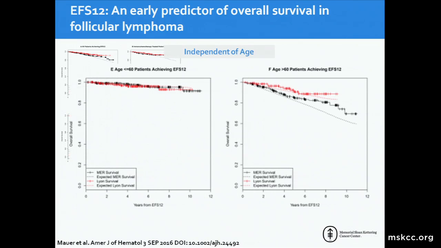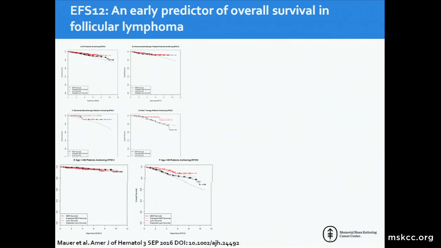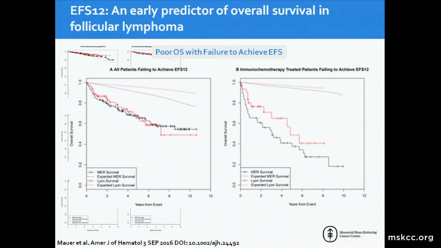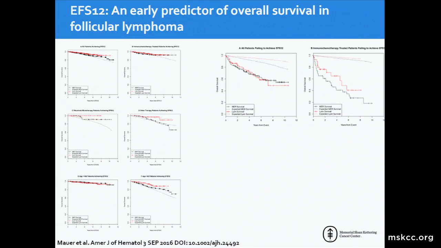It's independent of age. You might think that, oh, gee, if you're older, that's going to be true, but if you're younger, it's not. Well, in fact, if you're less than 60 and you are event-free at 12 months, your survival is identical to age-sex matched controls. However, if you do have an event in the first 12 months, your survival is quite poor. And that's shown here, both in the US and Lyon validation cohort.